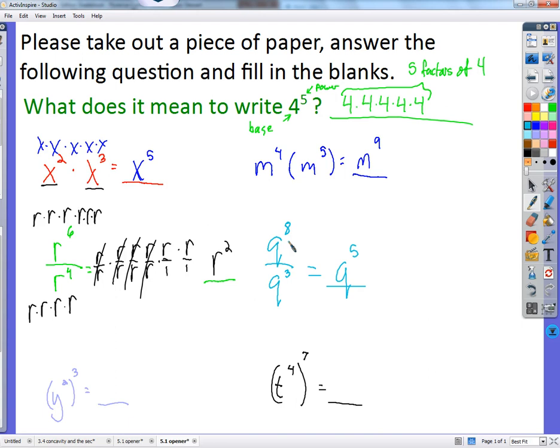Now down here, y squared, and that y squared is raised to the third. Anybody know what the new exponent would be? Six. Finally we get y to the sixth. That's what we get when we raise y squared to the third, not when we multiply y squared times y to the third. Can we use this definition to justify that it's y to the sixth?